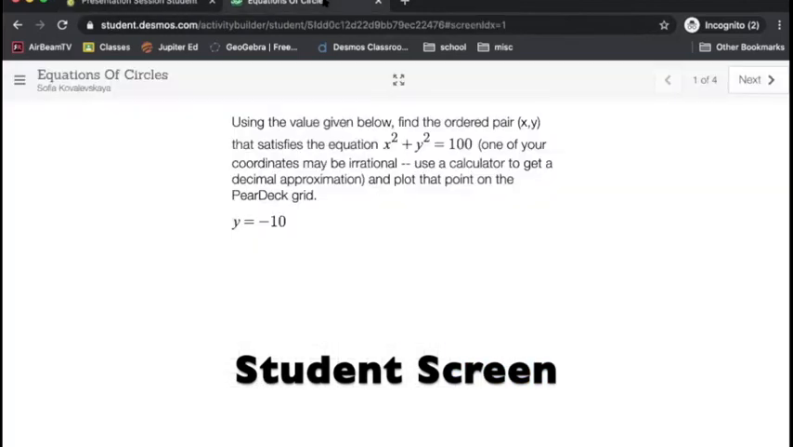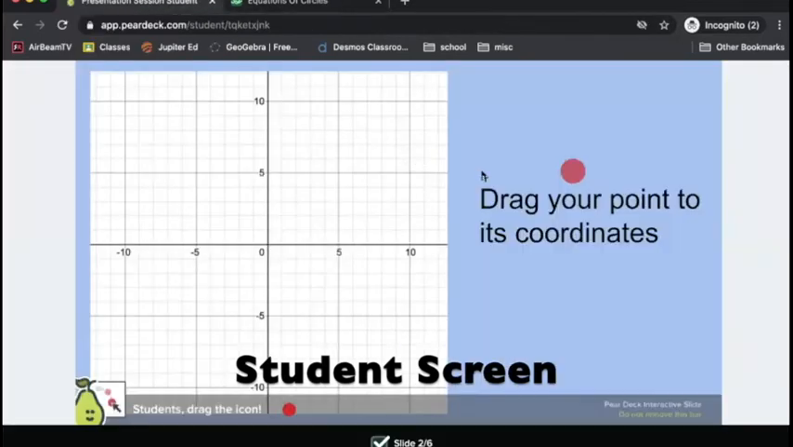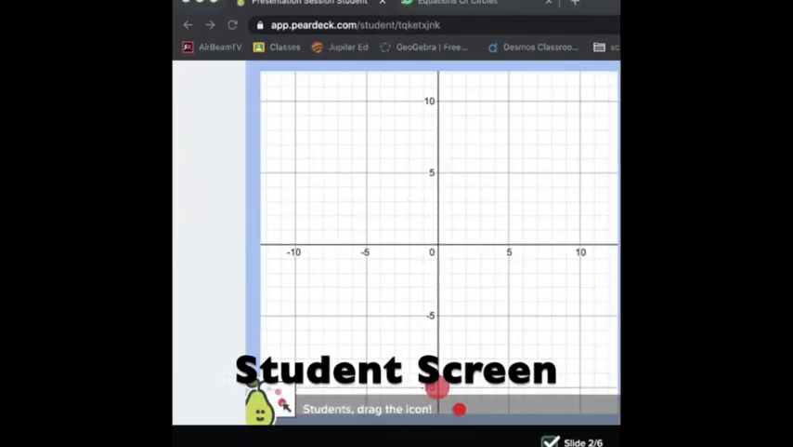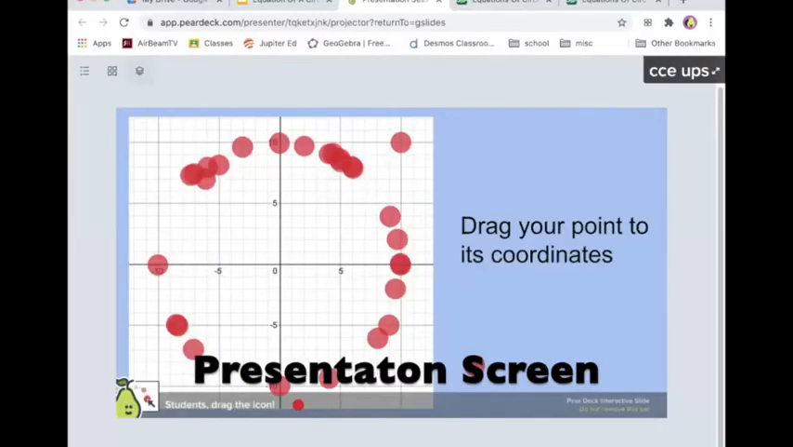So now that you have the x value and the y value, I want you to go over to the Pear Deck page and there'll be a grid there. And I want you to drag the point into the location for the one that you calculated. Now let's see what it looks like when we put all the students' points onto the same grid. As you can see, even though we all had random numbers, the picture that's generated looks like a circle.